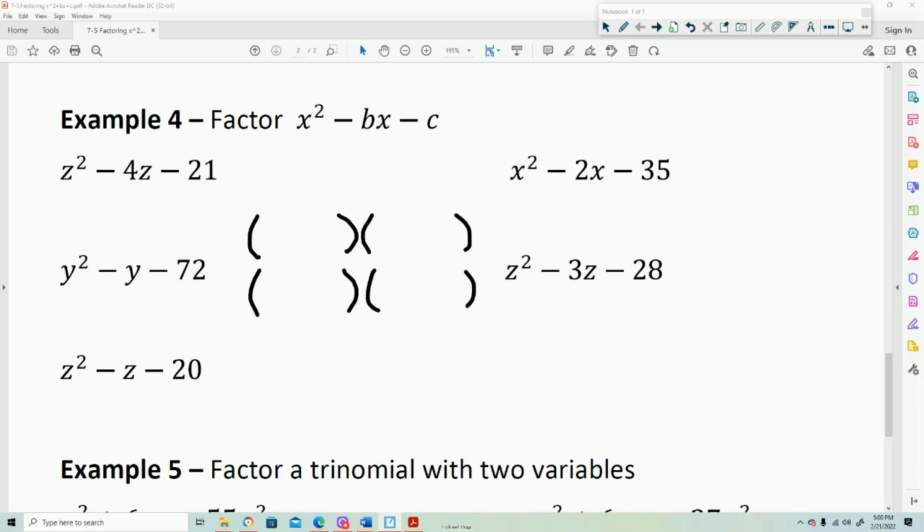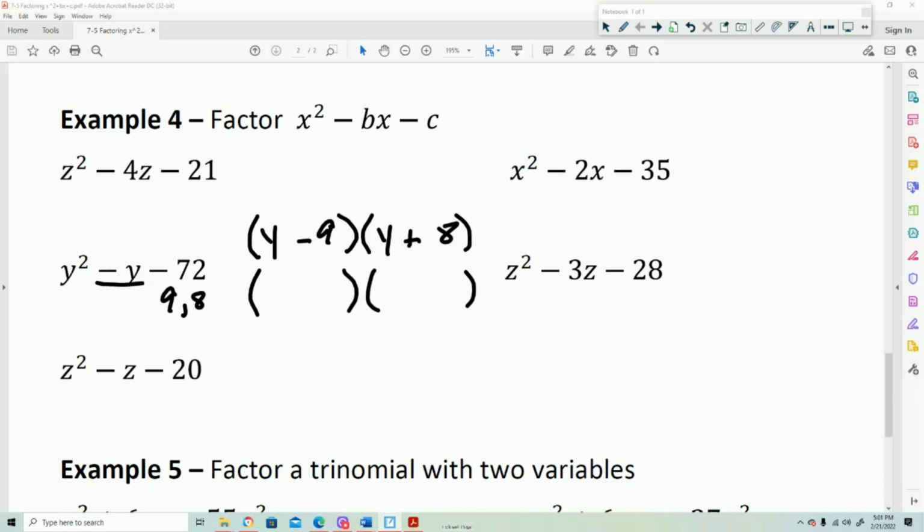Okay, so we've got y and y here. We've got 72. The two factors that multiply to 72 need to have a difference of 1. And that gives me 9 and 8. Okay, that's the only choice I have because 9 minus 8 is 1. So I'm going to use 9 and 8. The middle term is negative, so the biggest number has to be negative. Okay, those are my binomial factors of that trinomial.